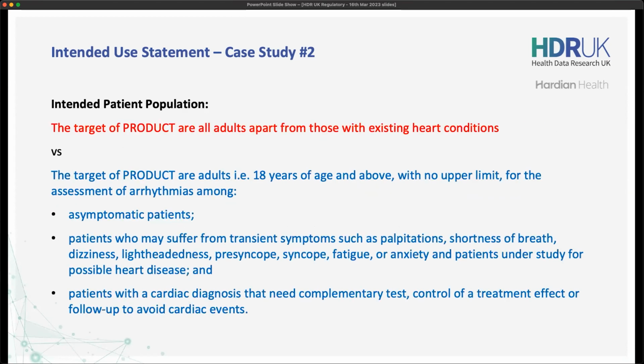Karen, please. Sure. So, intended patient population. The target of the product will be all adults apart from those with existing heart conditions. What is an adult? It's very important that, and Mike, correct me if I'm wrong, the definition of adult can vary across the world. Some people may class adults as 16 years old, some may class adults as 18-year-olds, some maybe 21-year-olds. So it's very important that we put that there. The other thing as well with that, sorry, Karen, but just interfered.